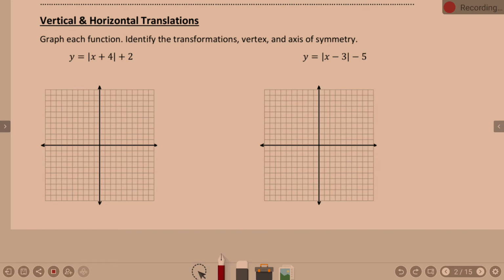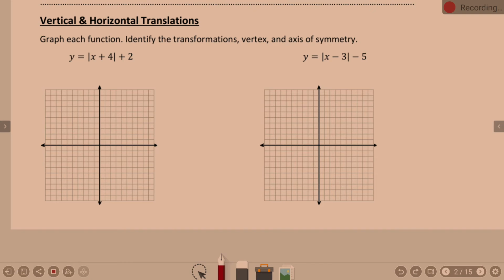Okay? So, y equals absolute value of x plus 4, plus 2. Any thoughts about this one? Patrick? Would you start at y 2 or x 2 for your vertex? Start at 2? Depends what 2 you're talking about. There's a 2 involved. Negative 2. Would you start at negative 2 because it's the opposite of the sign? No.